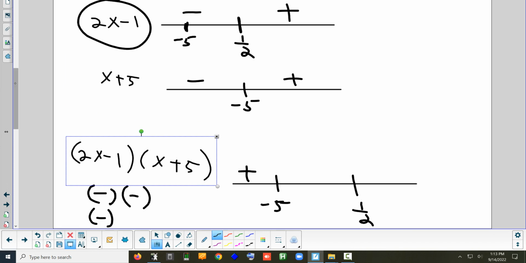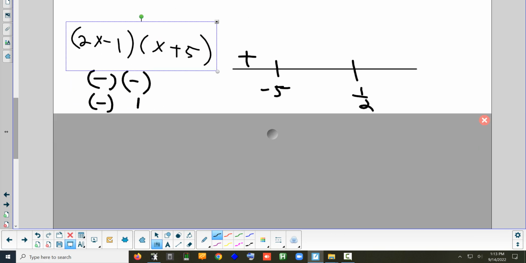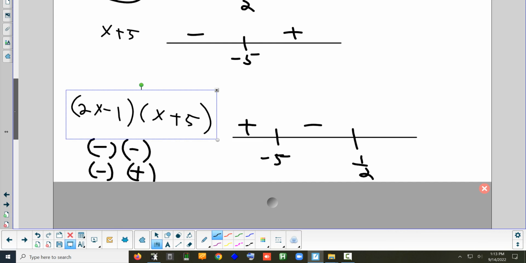What about in the bottom number line? If we are between -5 and 1/2, that's positive. And you're going to take a negative result times a positive result, and that would give you a negative. Now let's see what happens if we pick a number bigger than 1/2.